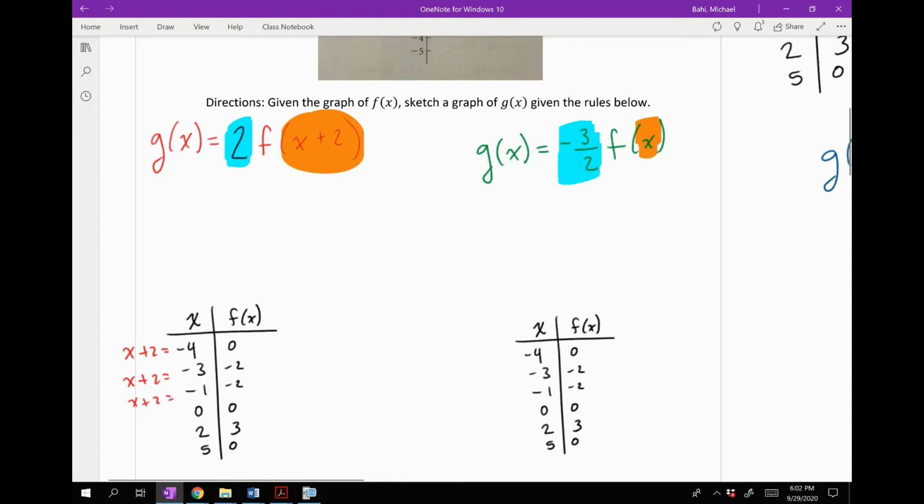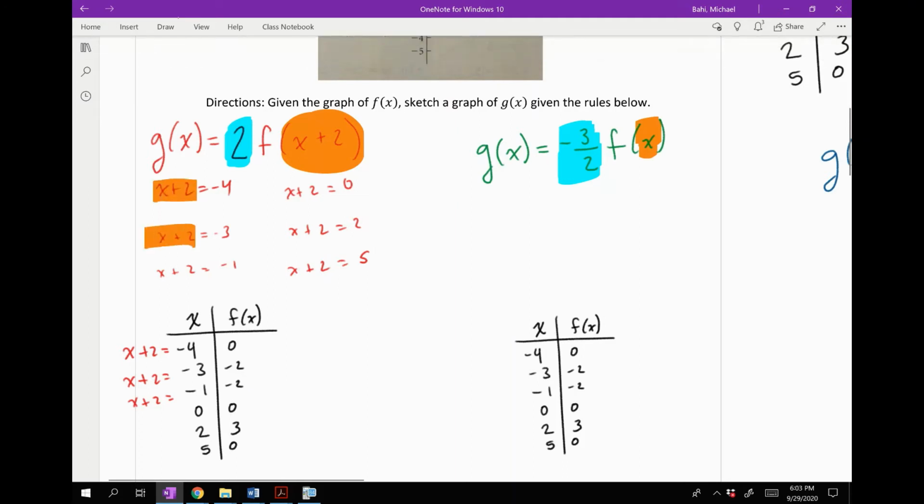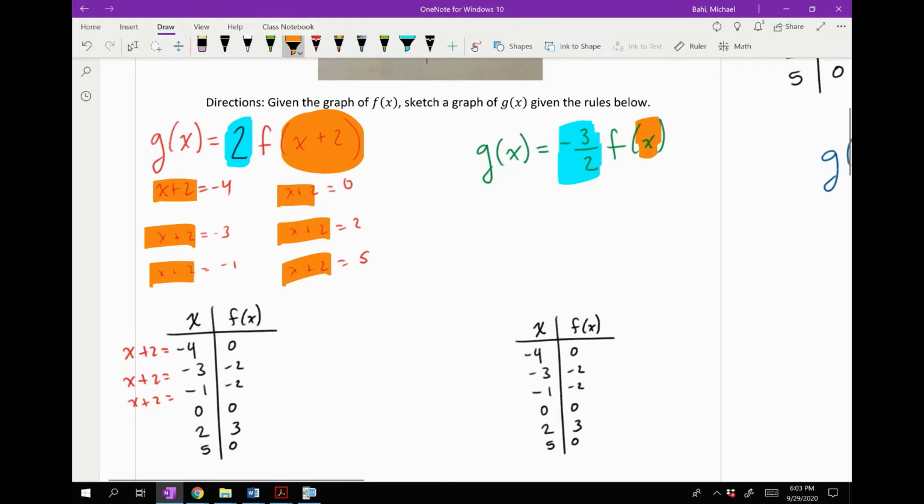So it's kind of like you're making, in this case, 6 different equations. X plus 2 equals negative 4. X plus 2 equals negative 3. X plus 2 equals negative 1. X plus 2 equals 0. X plus 2 equals 2. X plus 2 equals 5. And these are the ones where you have to solve, meaning you're going backwards. So you're trying to figure out what x is equal to for all of these, and then that will give you your new x coordinates in the new table.